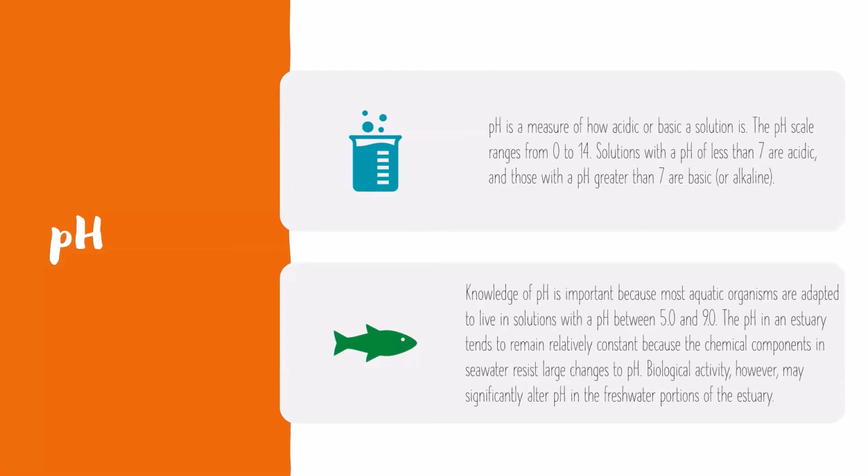So pH, so we learned what pH is, right? We learned it yesterday from Miss Henry. So pH is a measure of how acidic or basic a solution is. The pH scale ranges from 0 to 14, and solutions with a pH of less than 7 are acidic, and those with a pH greater than 7 are basic or alkaline. Knowledge of pH is important because most aquatic organisms are adapted to live in solutions with a pH between 5 and 9. So if the pH is between 5 and 9, what is that saying? Is it acidic or is it alkaline? Which end is it more leaning towards? Yes, it's more leaning towards an alkaline or a basic end.